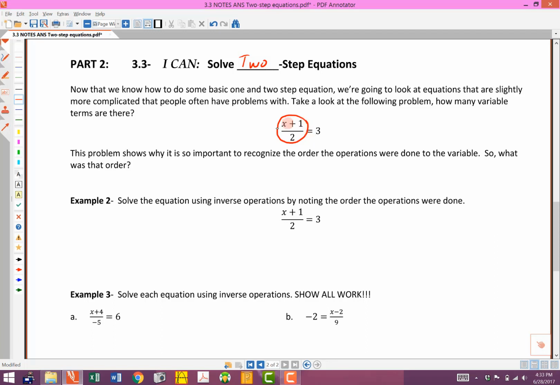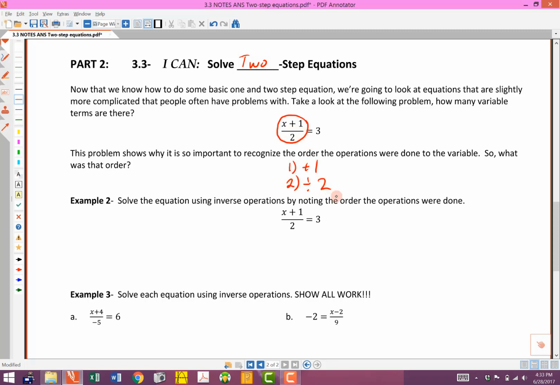So what was the order that things were done here? If we were to plug a number in for x, the fraction bar breaks it into a top and bottom. So we would figure out the top, figure out the bottom, and then we would do the division. If we plugged a number in right here, the very first thing that we would do is add 1. So the first thing that was done to x is they added 1. Once they added 1, the second thing they did is they divided by 2.